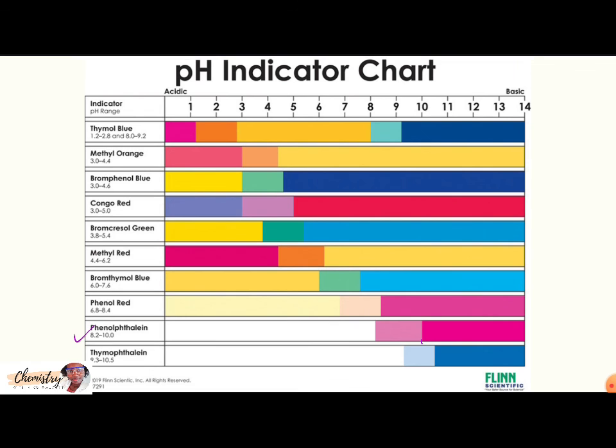Another that we should be familiar with is methyl orange. It has this pinkish red color in an acid, and as we get to a pH of 3, we will notice a change. It's going to have this sort of orange color, until we get to a pH of 4.4, then it's going to have a more yellow color.